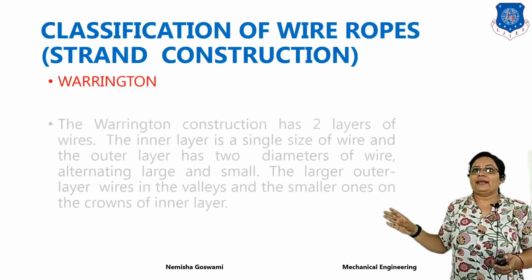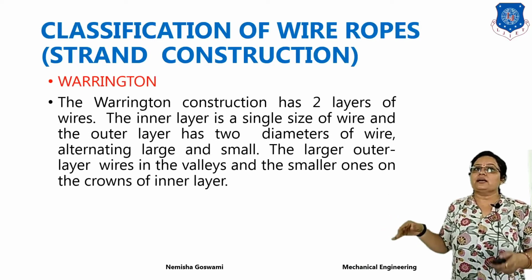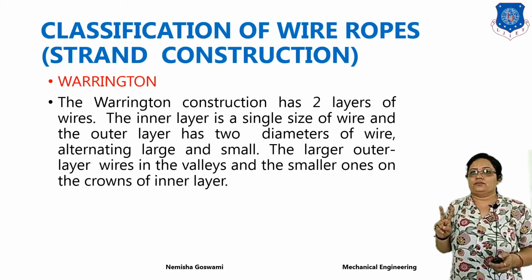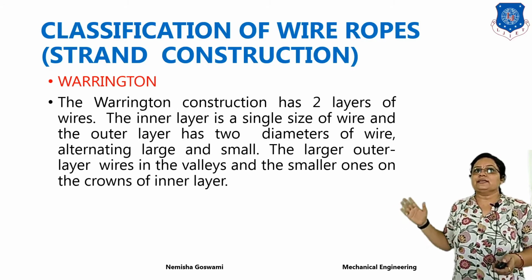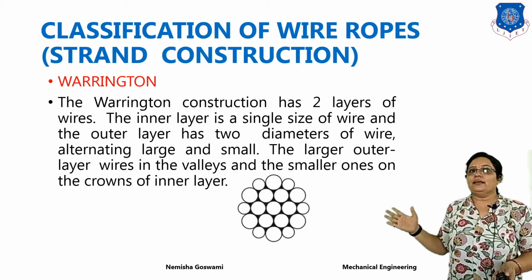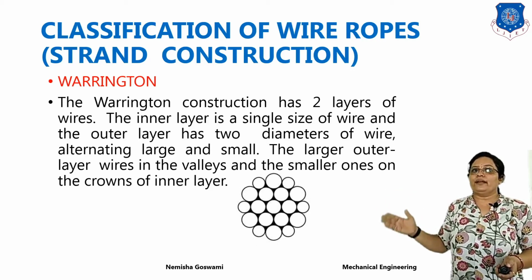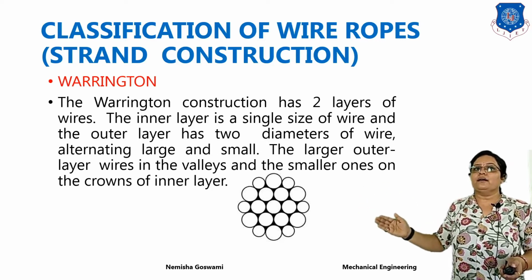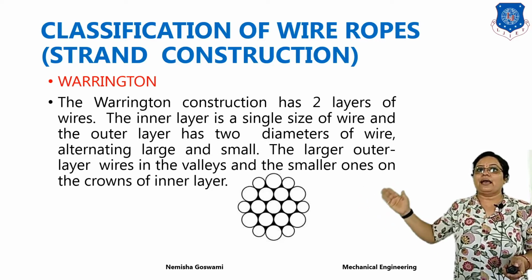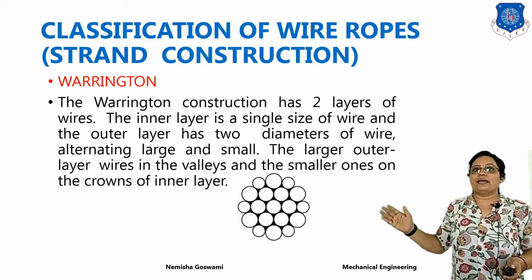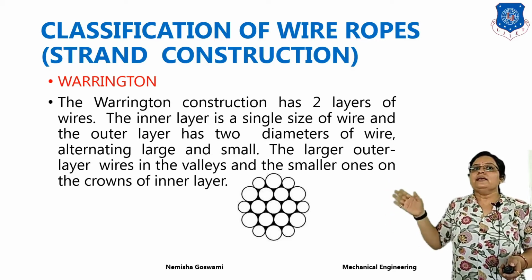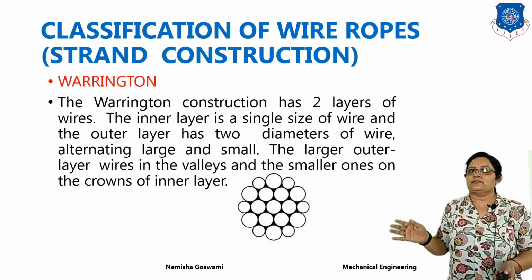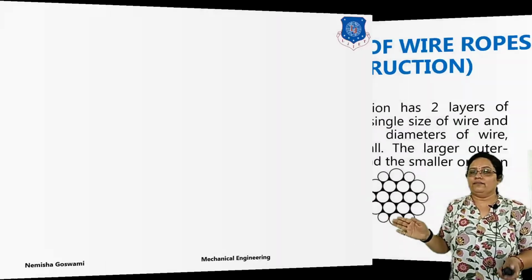Next is the Warrington wire. Warrington wires again consist of 2 layers. The inner layer has a single size of wire, and the outer layer has 2 different diameters of wire. You can see here the outer layer having 2 different diameters of wire, but the inner layer having the same diameter of wire. This is basically known as Warrington wire.